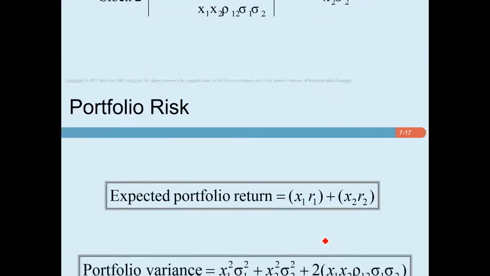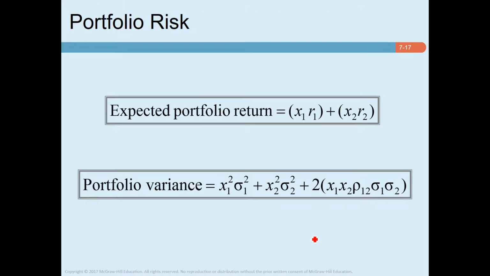Now, if we sum these four components, we get the formula for portfolio variance. So you can see this is the weight square and variance of asset 1, weight square and variance of asset 2, and 2 into weight 1, weight 2, standard deviation 1, standard deviation 2, and correlation between asset 1 and 2. Now we need to understand one important concept here.